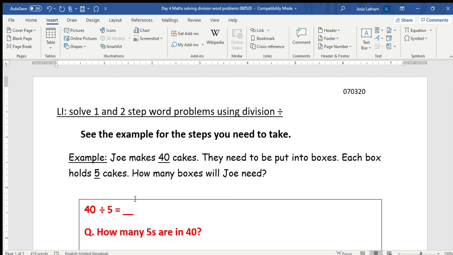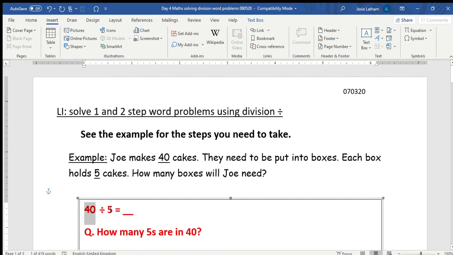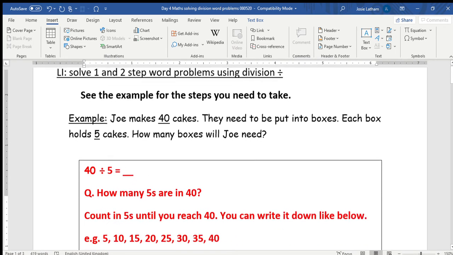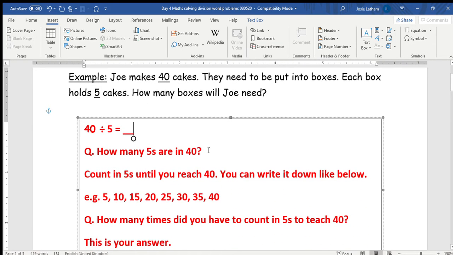What do we know? We know the total number is 40 cakes and we know that only 5 cakes will fit in each box. So we need to know how many 5s we need to make 40. With division, we always put the total number first, so 40 divided by 5 equals is our number sentence. The question is, how many 5s are there in 40? We can do this by counting in 5s until we reach the number 40.